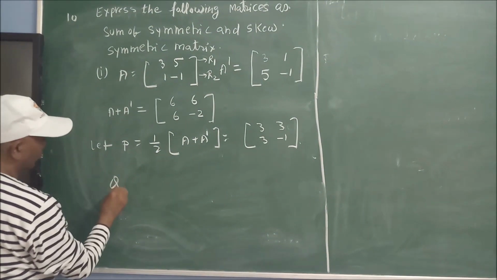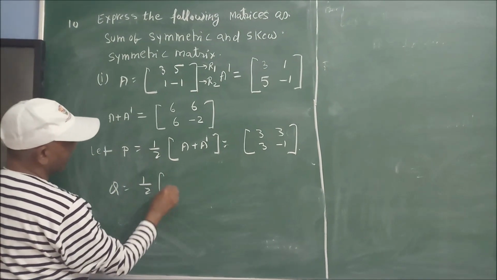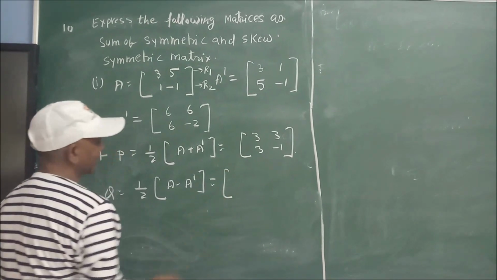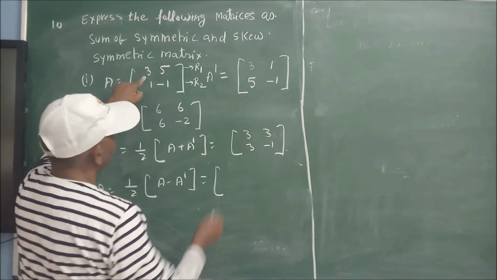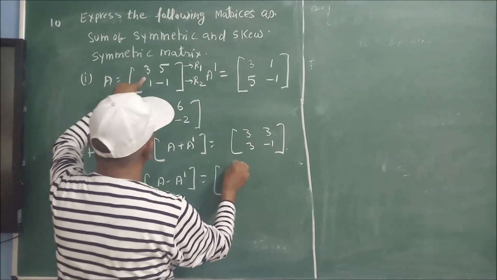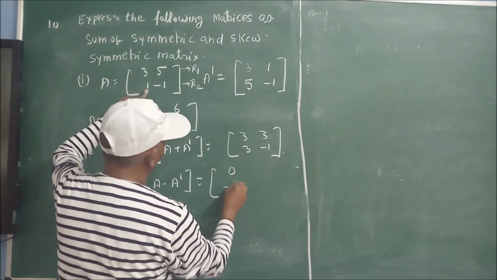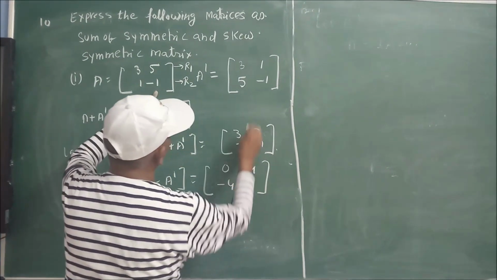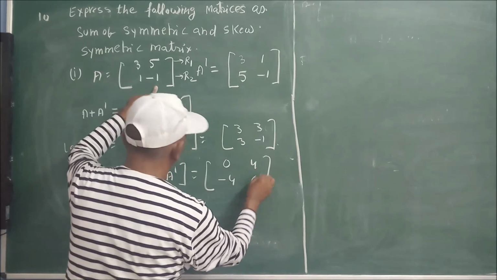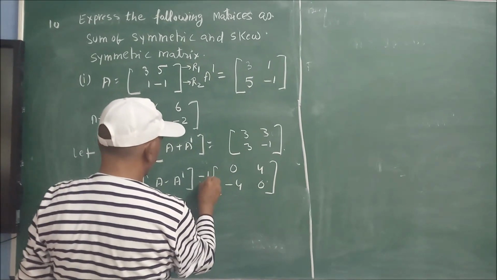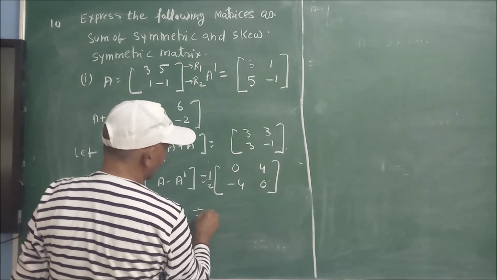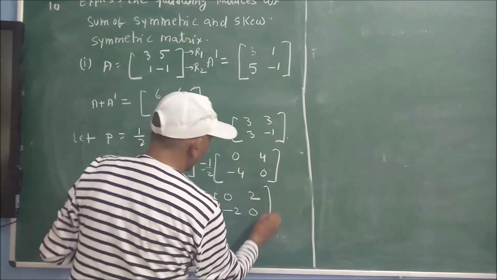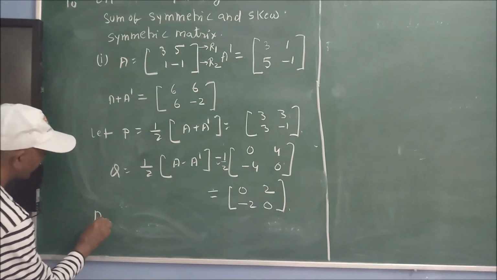And if Q is equal to half of A minus A dash, as per our previous theorem, this can be written as A minus A dash. Subtract: 3 minus 3 is 0, 1 minus 5 is minus 4, 5 minus 1 is 4, and minus 1 plus 1 is 0. So solving, we will get 0, 2, minus 2, 0. So what is the value of P plus Q?